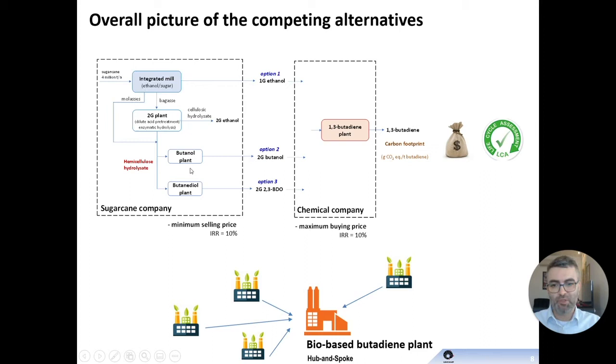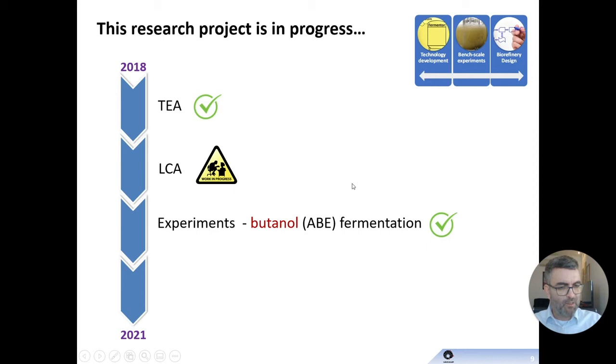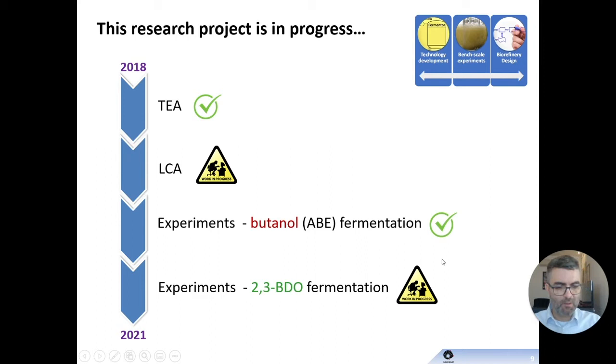This research project started in 2018, and we have completed the techno-economic analysis. The life cycle analysis is in progress. The experiments regarding the butanol fermentation are completed. And the experiments regarding the BDO fermentation are also in progress.